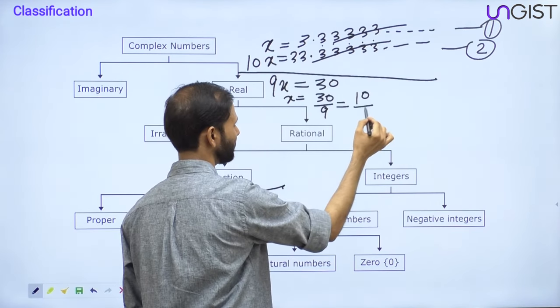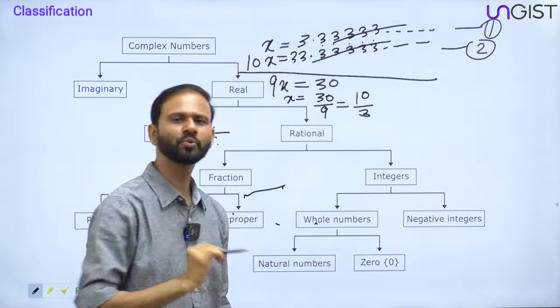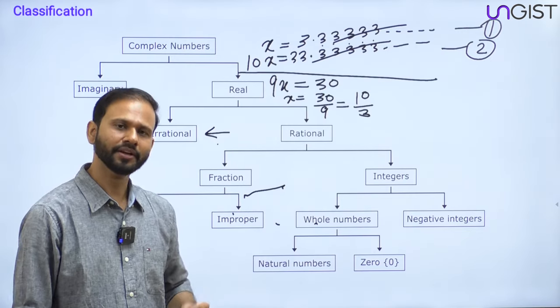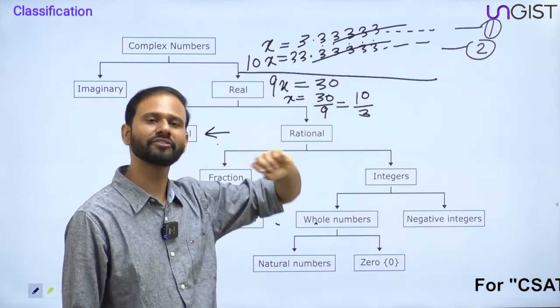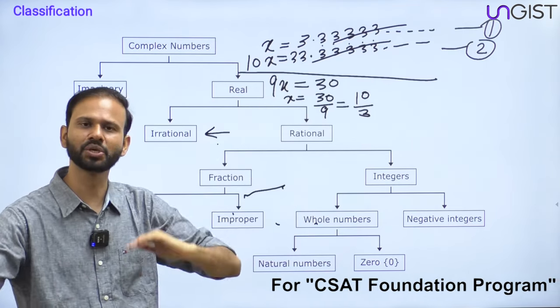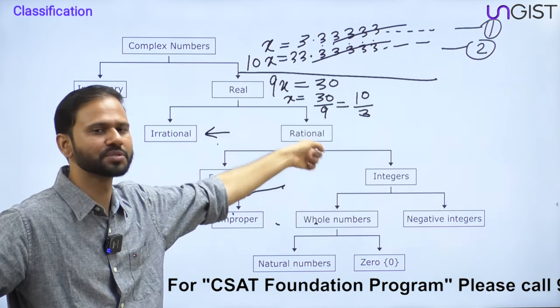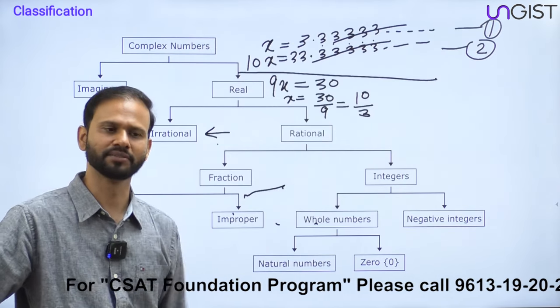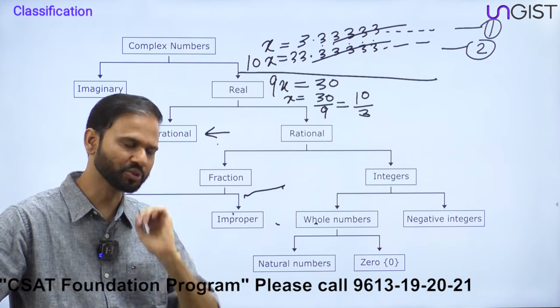Clear, everyone? Fine. So what my point is, if you have a fixed pattern after the decimal, and if you want to write that number to its equivalent fraction, then you can use this process to make it in equivalent fraction. Guys, it is clear. Let me show you one more example.